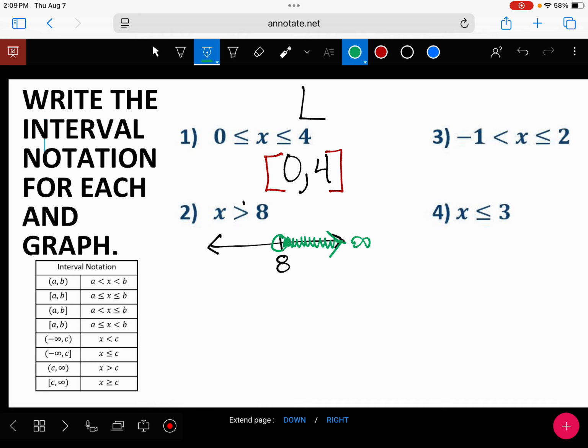Which means it's going towards infinity. So in interval notation, I would say we're going to start at 8 and end at infinity. That's how I write that in interval notation. The 8 gets a soft parenthesis because it's not equal. Infinity always has a soft parenthesis. And that would be your answer.